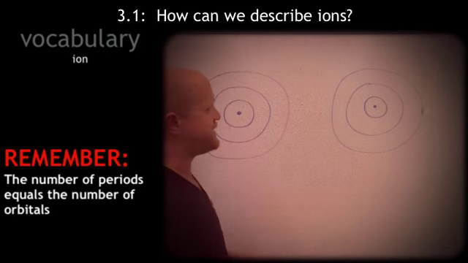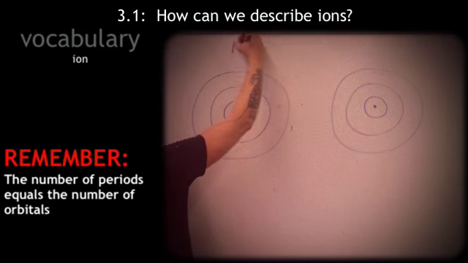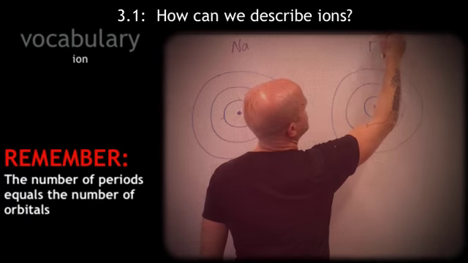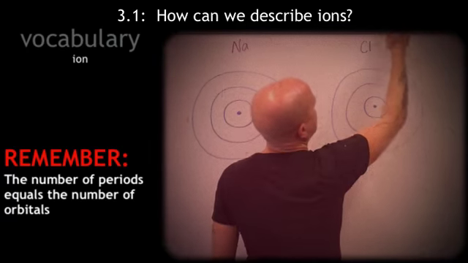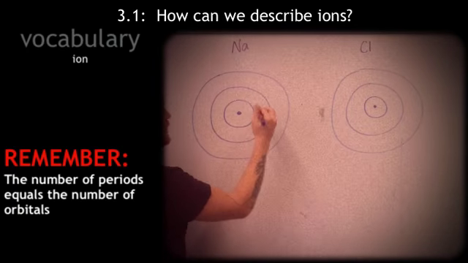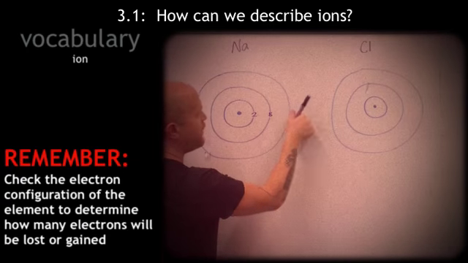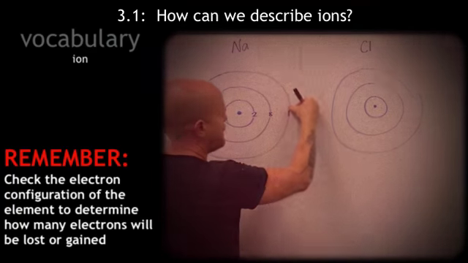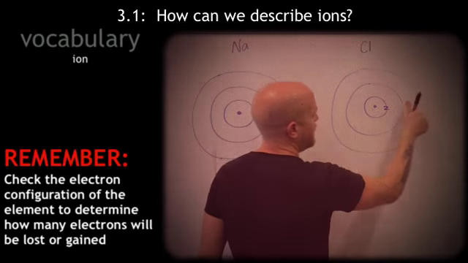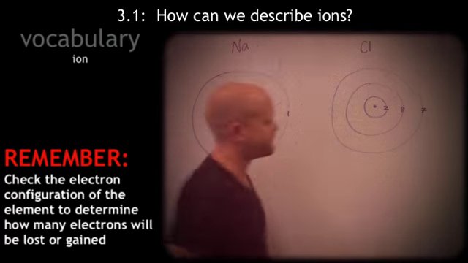So this represents the electron configuration. I'm going to do an example of sodium. We're going to do the sodium atom first, and this is going to be chlorine. They're both in period 3, so they both have 3 orbitals. Sodium has 2 electrons in the first orbital, 8 in the second, and 1 in the third. And chlorine has, again, 2, 8, and 7 in the valence.